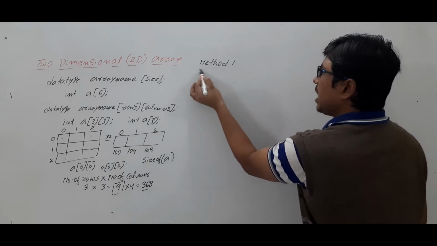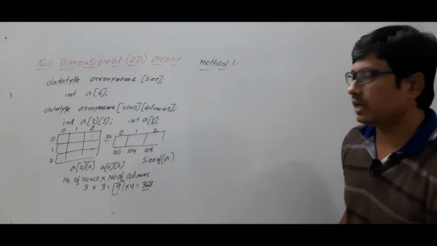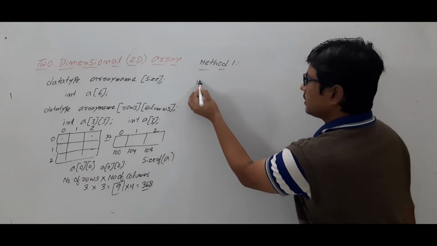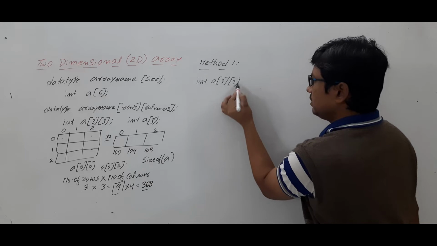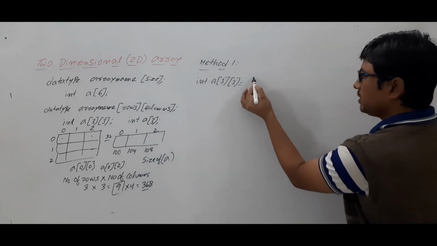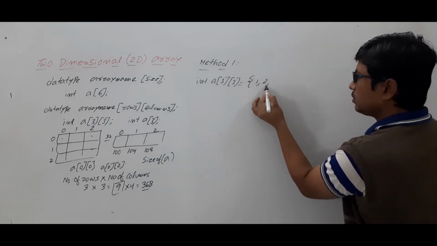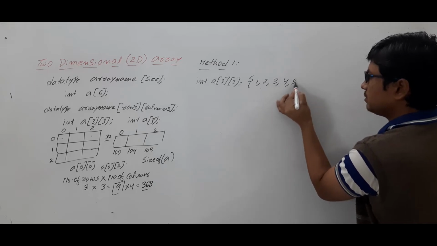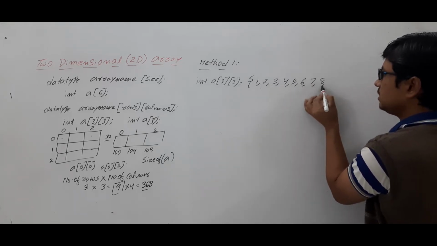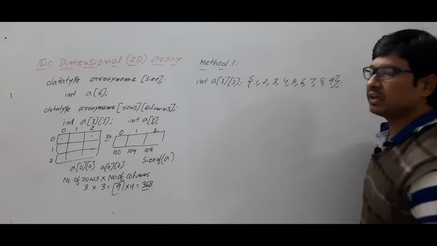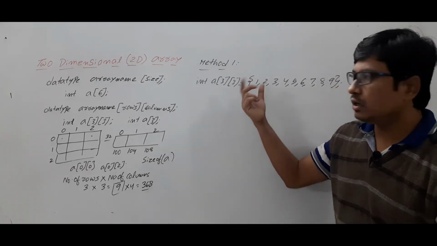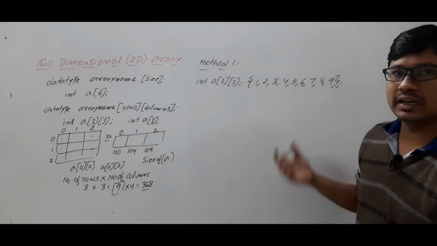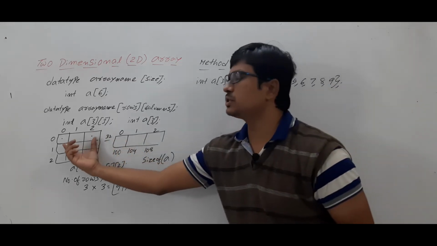Initializing the values to the two-dimensional array. Let me give here int a of 3, 3, and open the curly braces 1, 2, 3, 4, 5, 6, 7, 8, 9. If you specify like this, then this is one method. Now you can ask me, sir, if you're specifying like this, what values will be stored here?